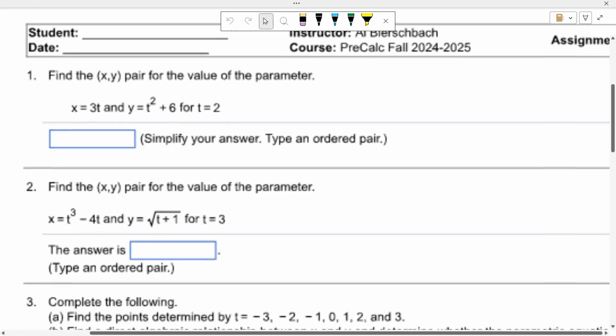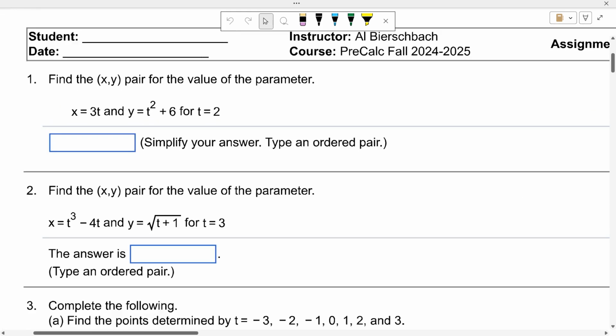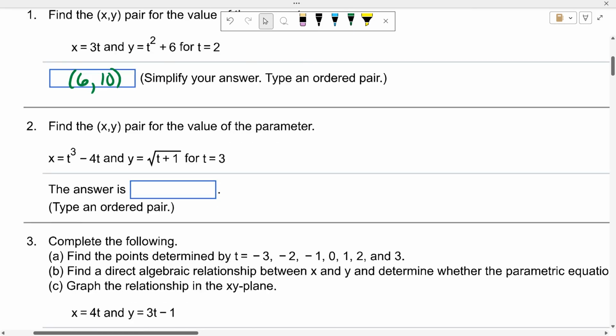Parametric equations is where we start. Easy peasy lemon squeezy. What do we do with the 2 in a parametric equation? Put it in for each t. So what's 3 times 2? 6. What's 2 squared plus 6? 10. Okay? Just put in the 3 for each of them and solve. You get an ordered pair.